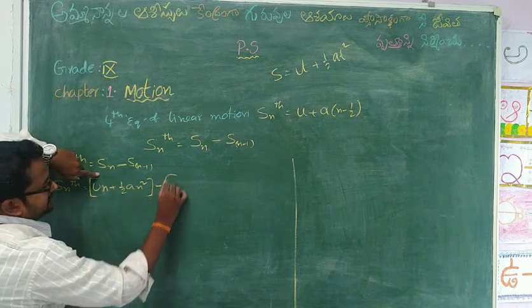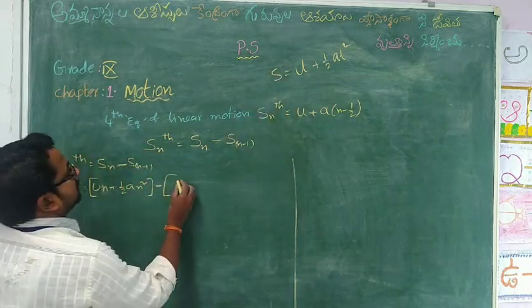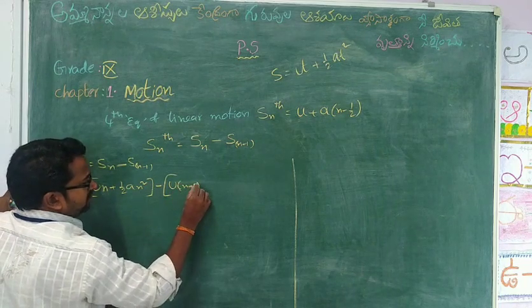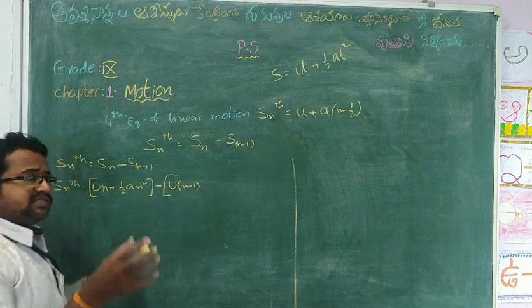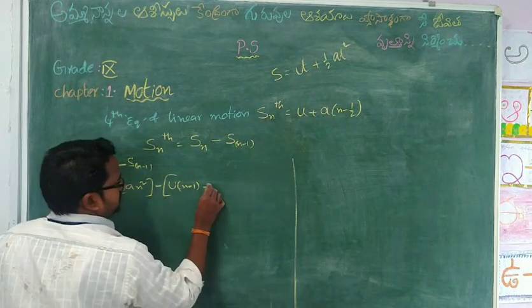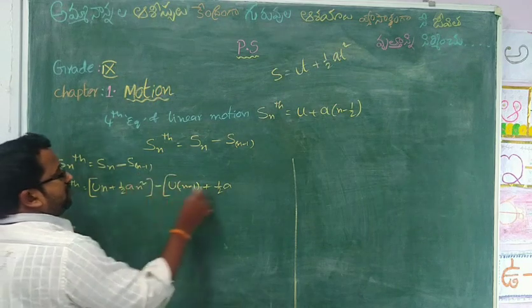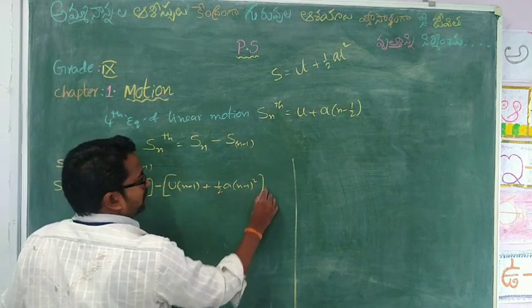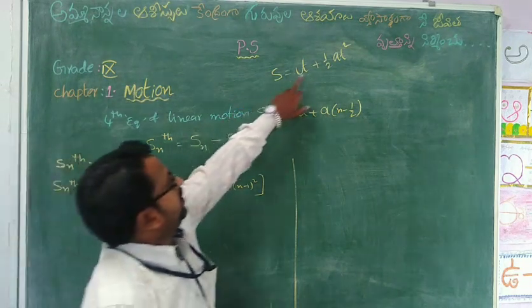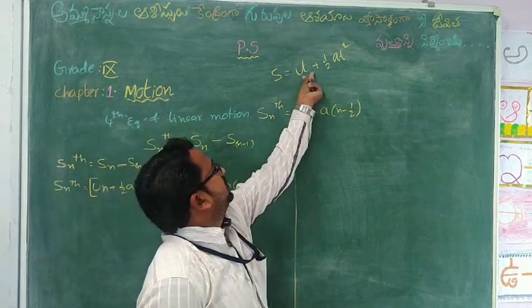Minus is there, no? Minus. Yes, n minus 1. So simply substitute n minus 1 in the place of t. So u into this bracket. Don't forget, the simplification is important with brackets and minus and so on. u into n minus 1 plus half into a, and instead of t, n minus 1 whole square. Okay? What did we do here? Where t is there, what we have to put? n minus 1. So simply substitute this n minus 1 in the presence of t.